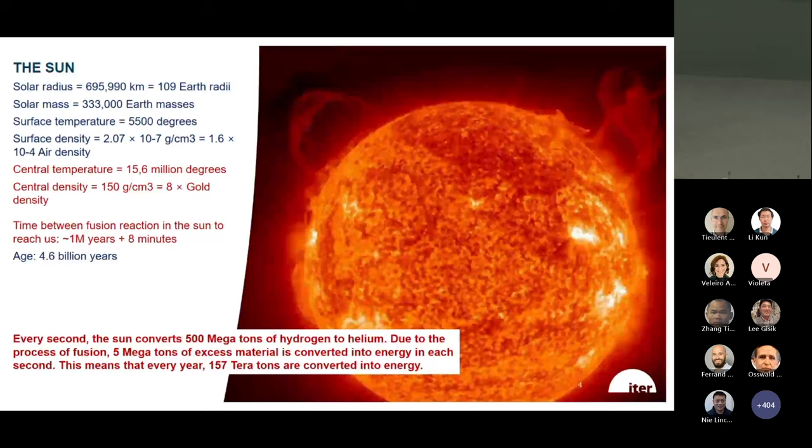So these are the typical parameters that you can see, and you have seen before an image of the different sizes. Now, by the way, the sun is a medium-sized star. There are stars which are much, much bigger. And there are stars that have different types of fuels, so they are not all the same.